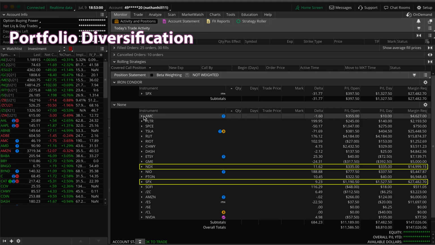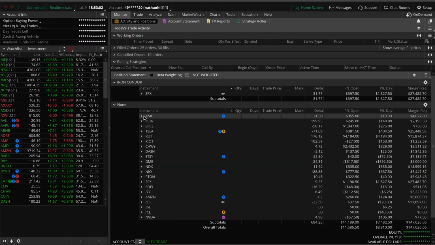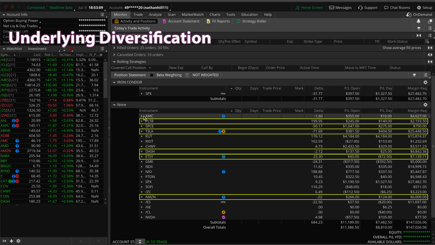The second category is underlying diversification. We also trade neutral strategies on strong fundamental underlyings such as Amazon, Palantir, Tesla, Etsy, and Dash. As you can see here, they have also worked very nicely for us. What is a neutral strategy? A neutral strategy is something that just takes advantage of the time decay inherent in options pricing.